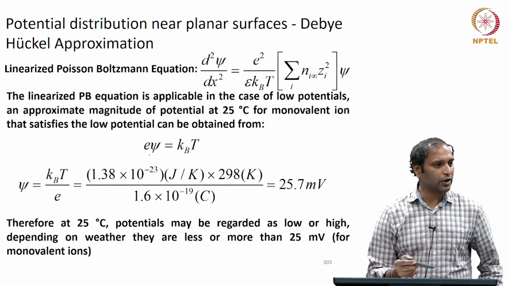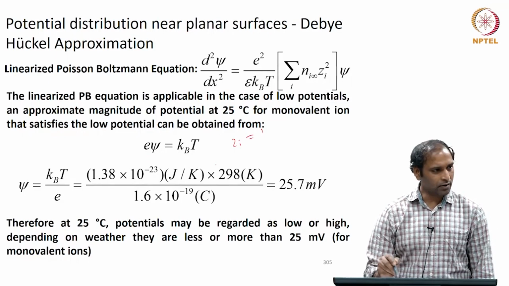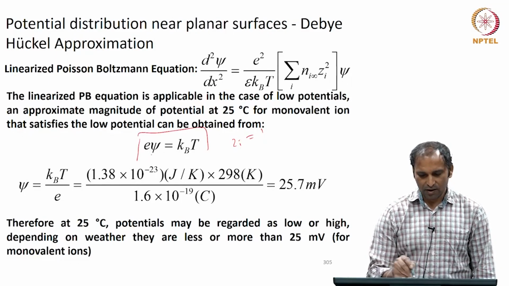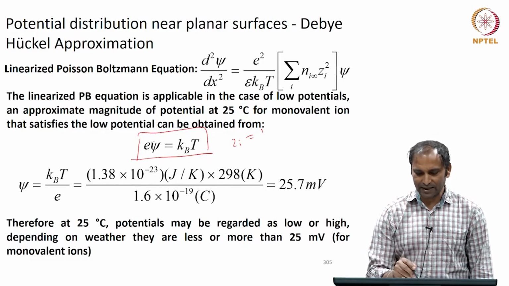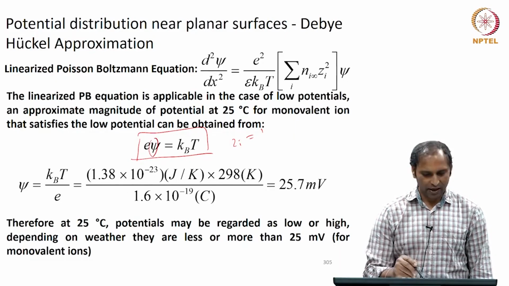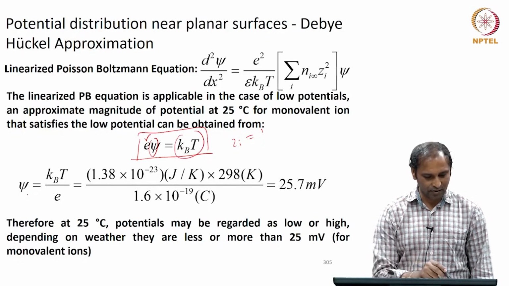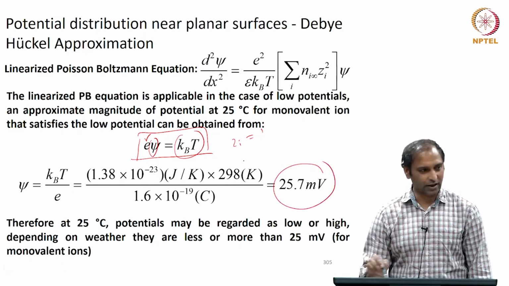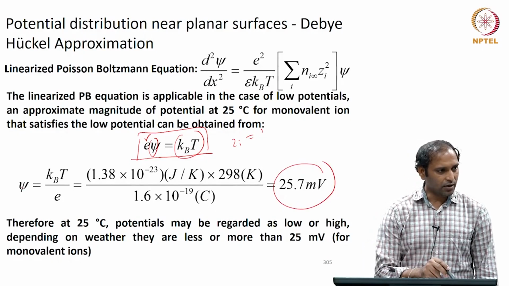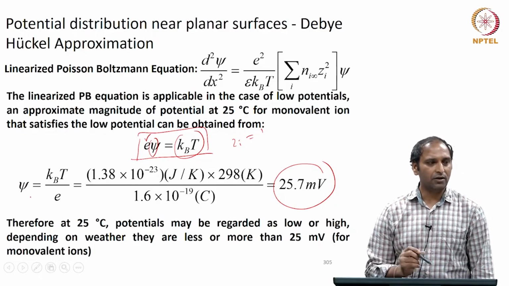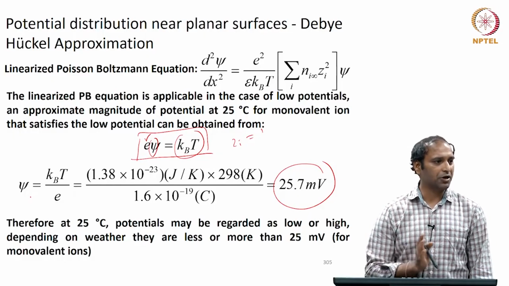If I assume that I am working with monovalent ions, zi is going to be 1. So I can estimate a potential if I know the charge on the electron and the thermal energy. That potential turns out to be something like this. This is the limiting potential below which I can say that the potentials are low potential.